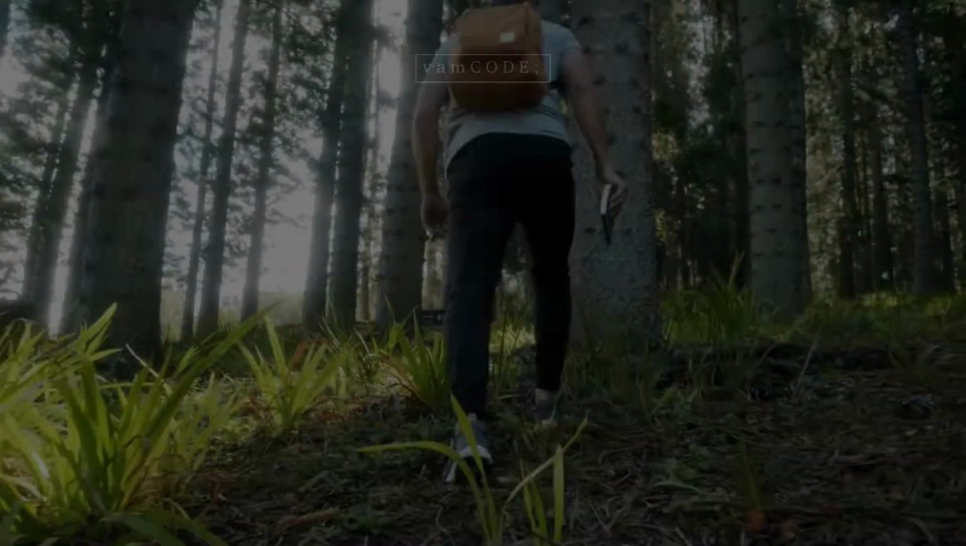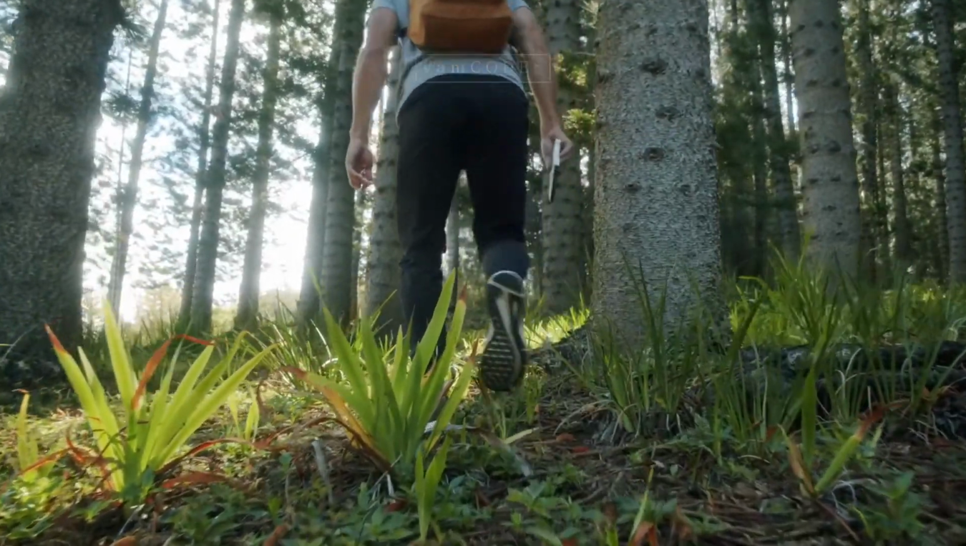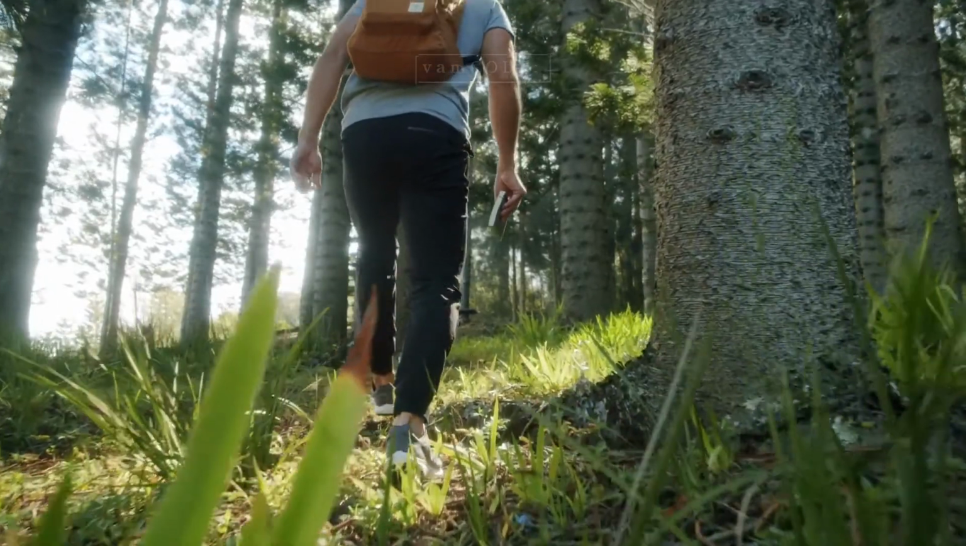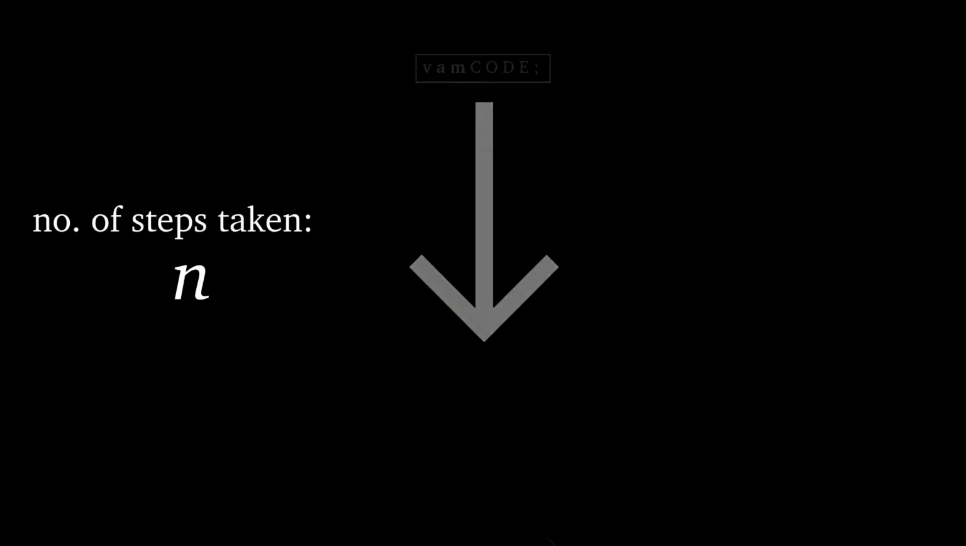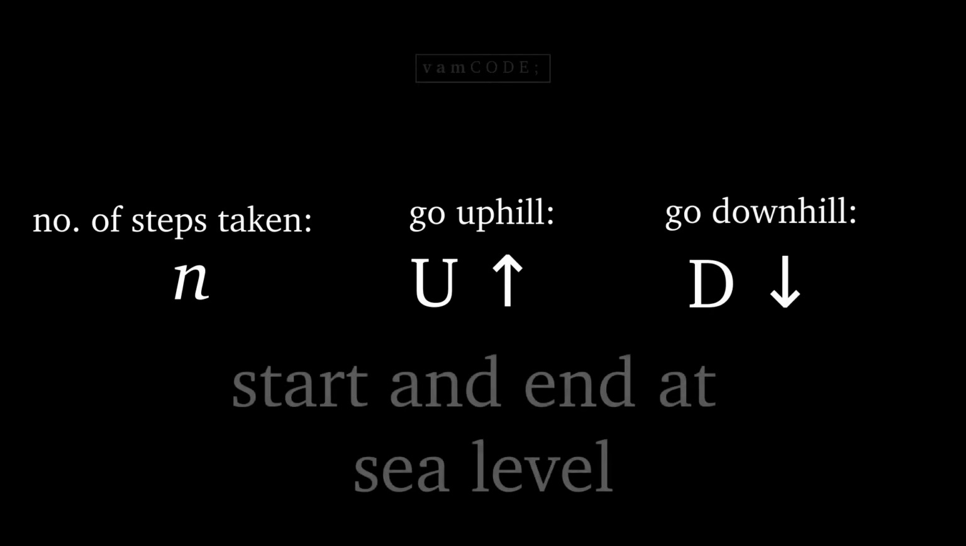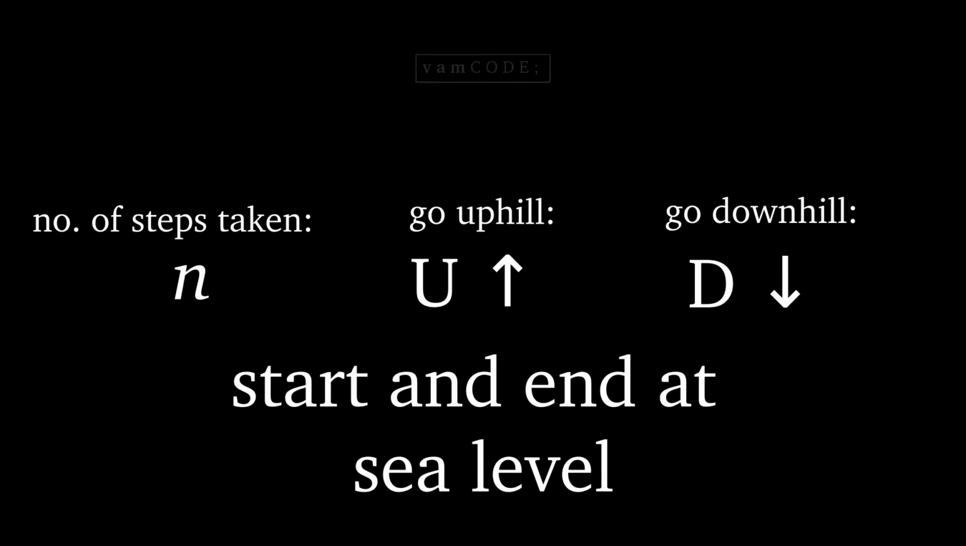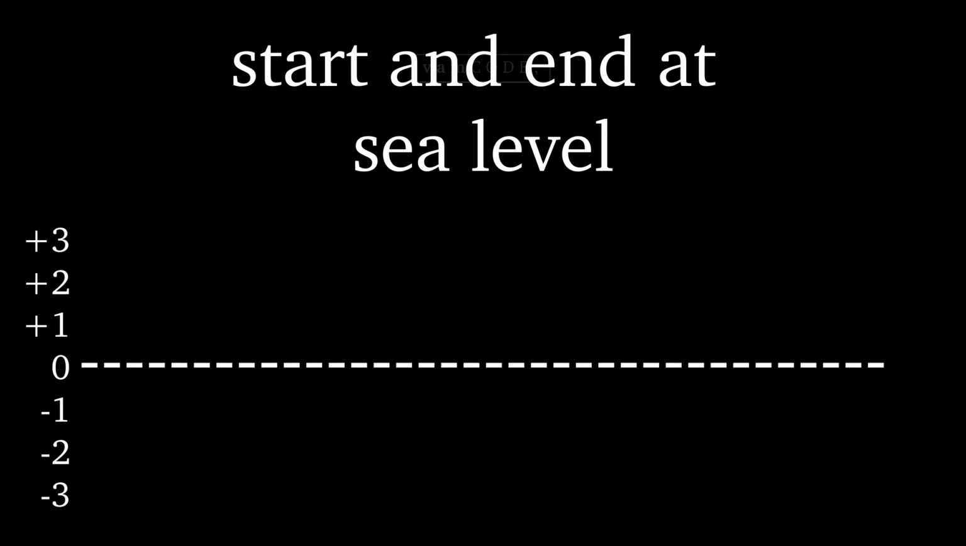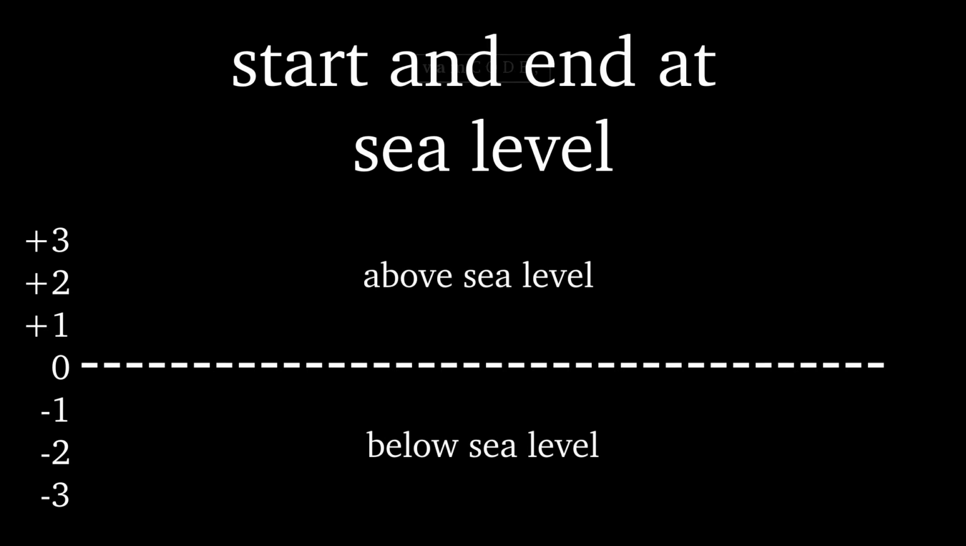All right, so imagine you're going on a hiking trip and you count the number of steps you make. Let the number be, say, n. You can either travel uphill or downhill. If you receive a U, you go uphill, and if you receive a D, you go downhill. Also, you always start and end your hiking trip at sea level. Sea level is just another way of saying your ground zero. It's like a zero reference, which we'll be using to know if we are above or below sea level.